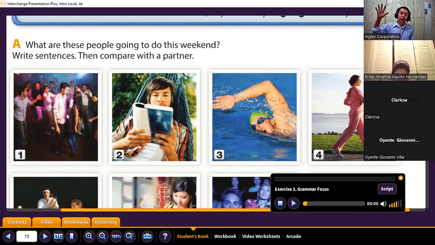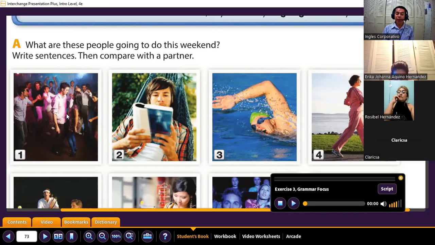Volunteers. Go to the teacher present. Okay, Clarissa. He is going to swim. He's going to go swimming, or he's going to swim. He is going to swim. That's okay. Good. Thank you.